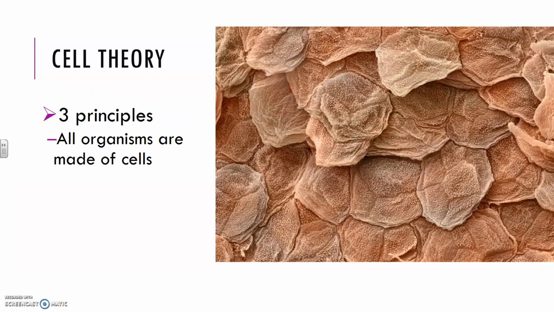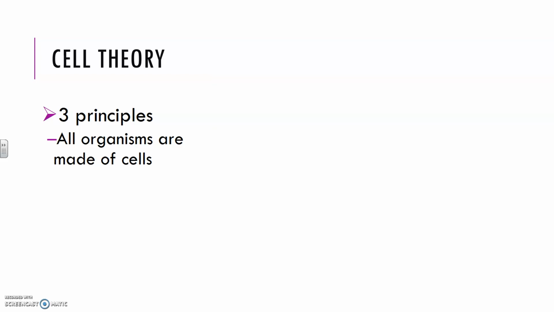Okay, so there are 3 principles in the cell theory. So first up, all organisms are made of cells. They can be made of one cell if they're a single-celled organism, or multiple cells. Billions, trillions of cells. These are skin cells. So all organisms are made of cells.